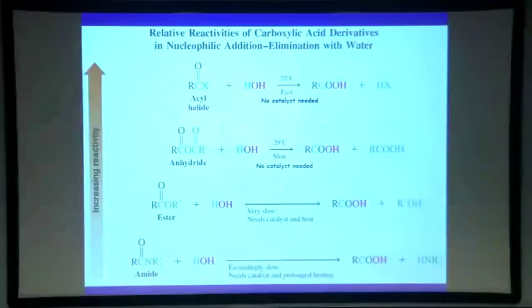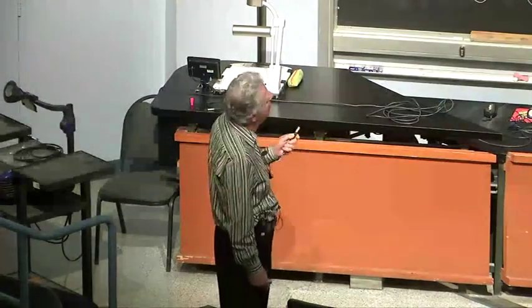In fact, acid is almost always present in any commercial acyl halide that you buy because a little bit is hydrolyzed. Okay? So HCl or HBr floats around. So with catalysis, it goes even faster, okay? But it's already fast enough.